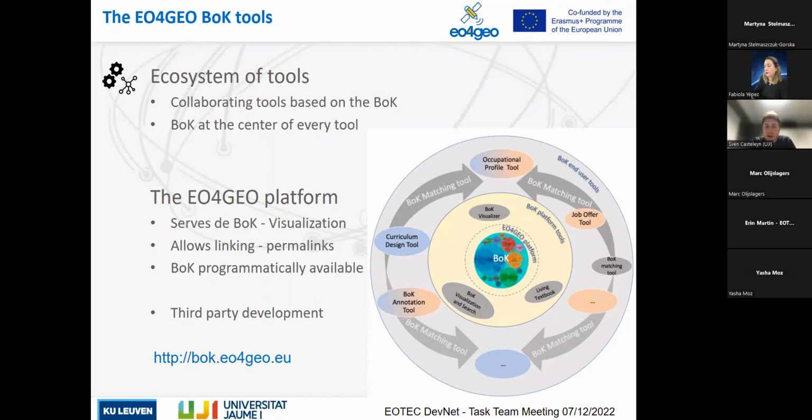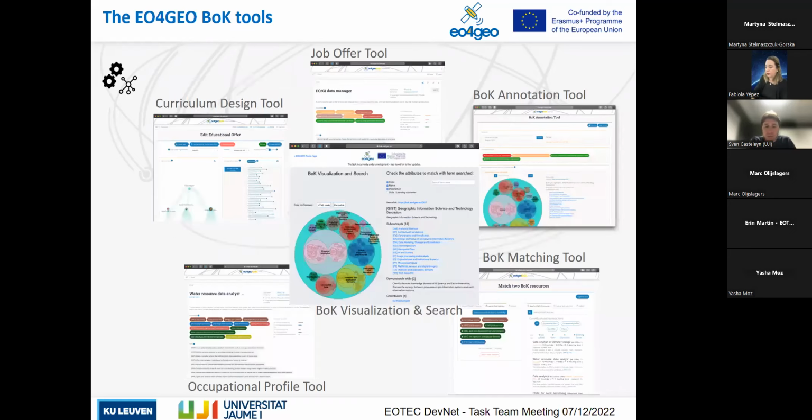And the second thing is an application programming interface, an API. So this makes sure that programmers have access to this body of knowledge and can query it, can retrieve data from it, and can use it in their applications. Next slide, please, Marc. And this is exactly what we did in the body of knowledge.